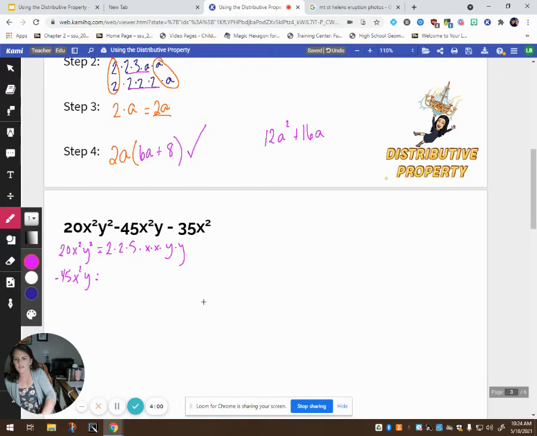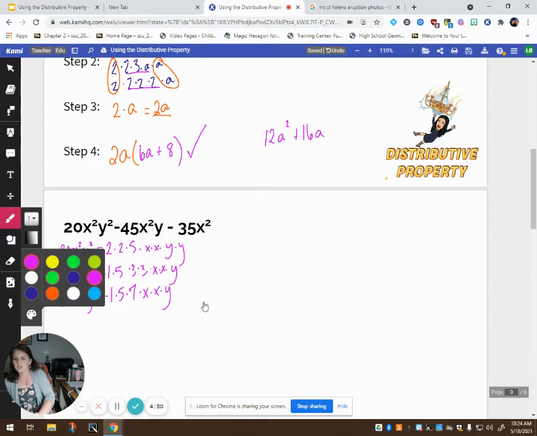I'm going to write it down. I've got negative 1, because this is a negative, times 5 times 3 times 3, because I know that 9 times 5 is 45. So I broke down 9 into 3 times 3. Then I've got times x times y. And last one, negative 35x squared y. I'm going to rewrite as negative 1 times 5 times 7 times x times y.